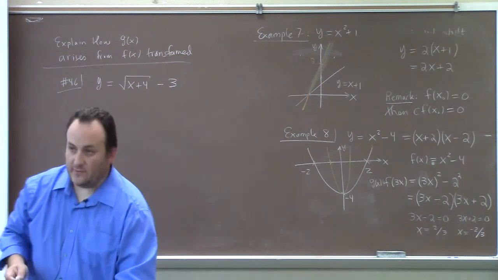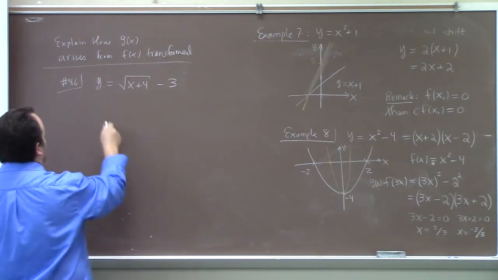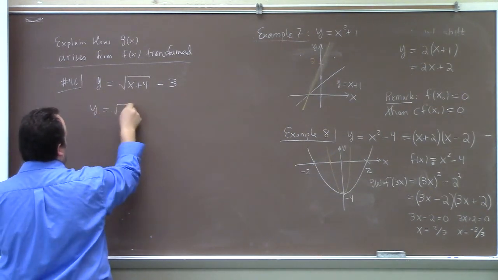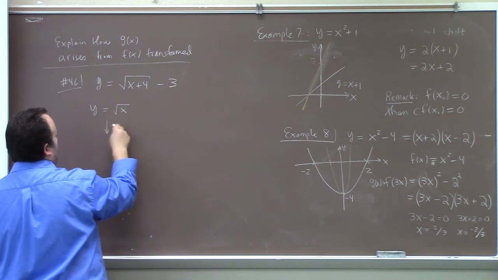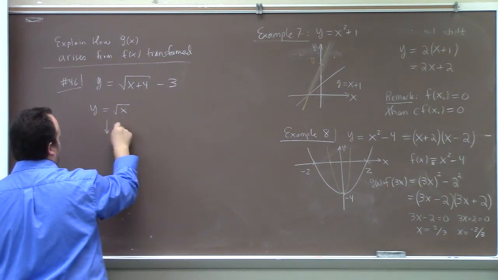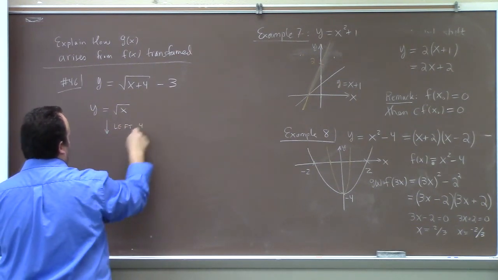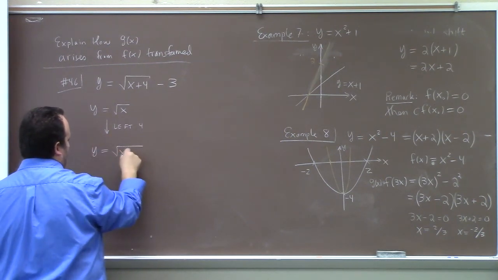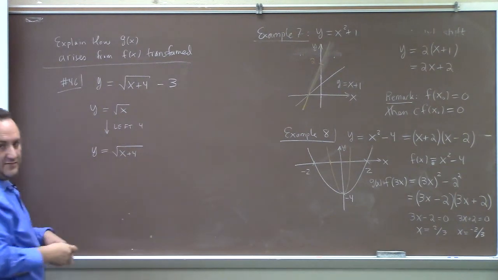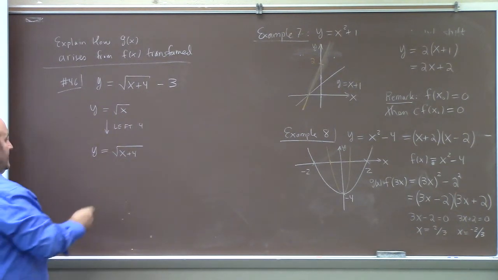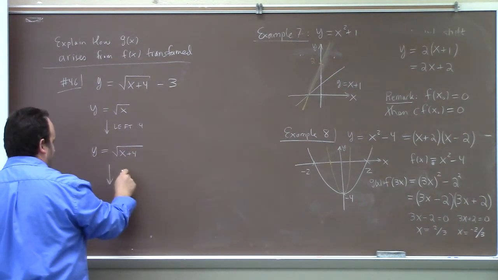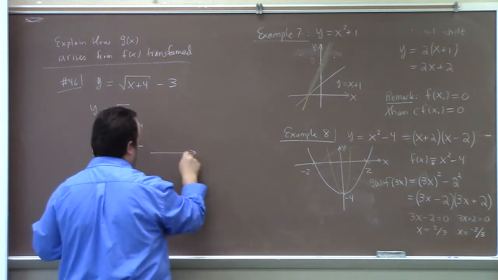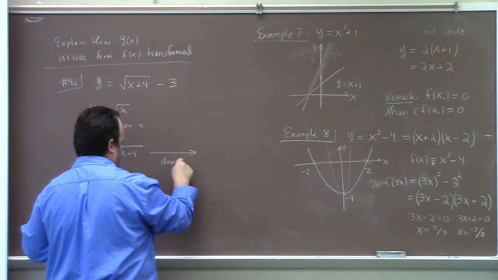So let me tell you how we can think about this. What we start with is y equals the square root of x, right? Then we're going to go left 4, right? Left 4 goes to that. And then we go what? Well, let's say we go down 3.